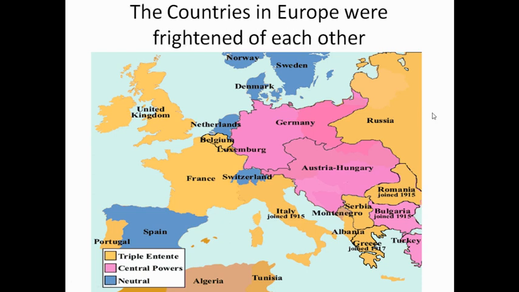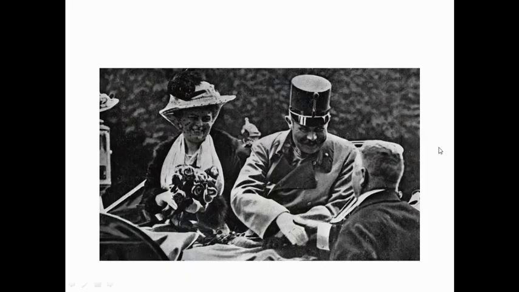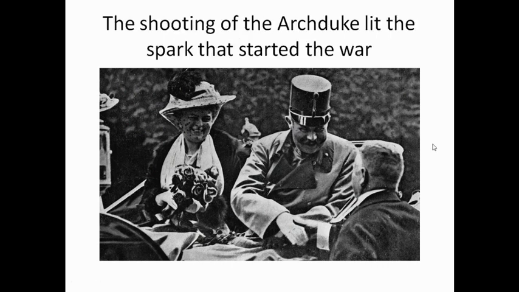So they signed deals with each other, alliances. For example, Germany signed a deal with Austria. Well, if you have any wars, we'll join in with you. So when the Archduke was shot, all these countries had already signed up to join each other in a battle. So you ended up with Britain, France and Russia against Austria-Hungary and Germany. And the shooting of one man, this chap here, led to one of the biggest wars in history.